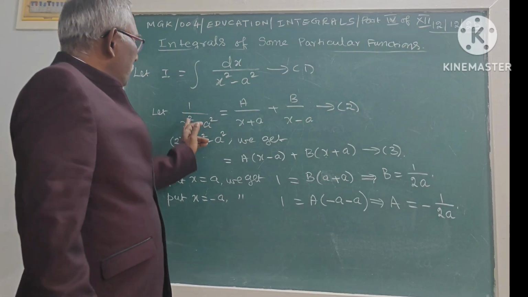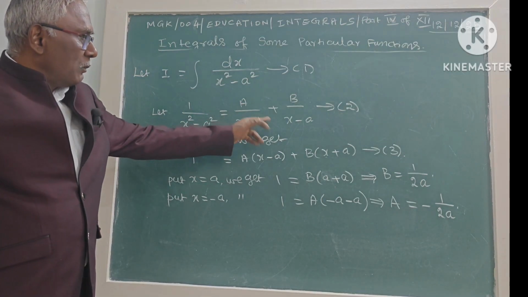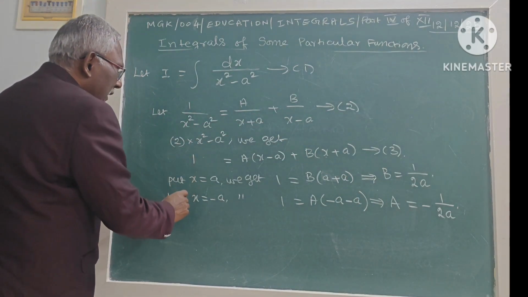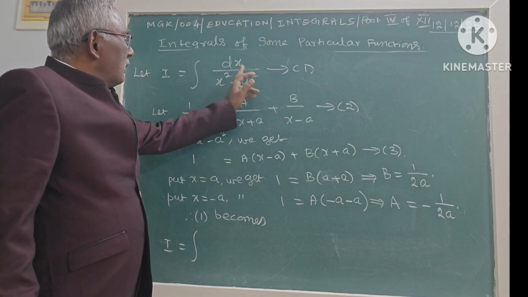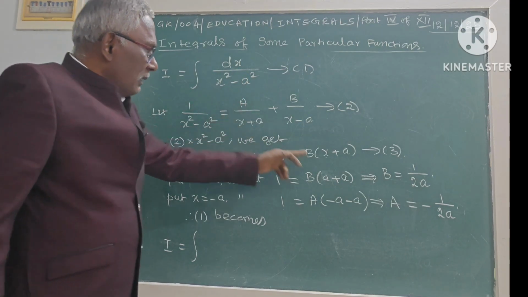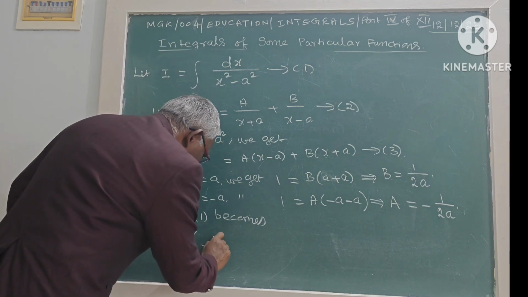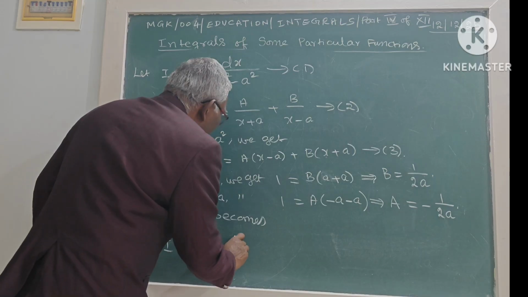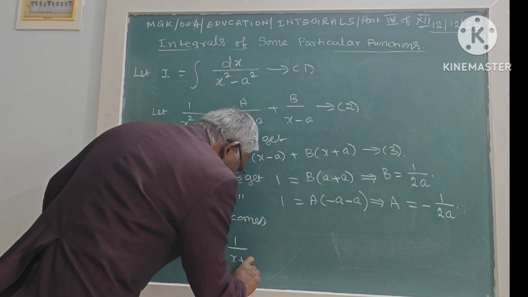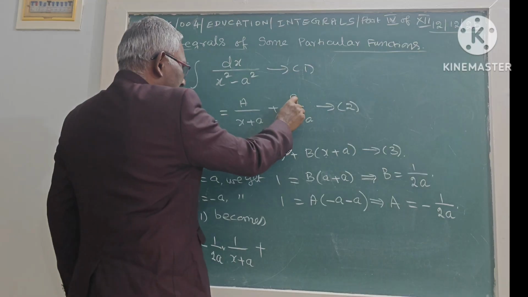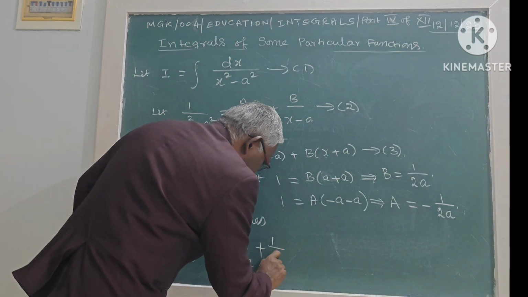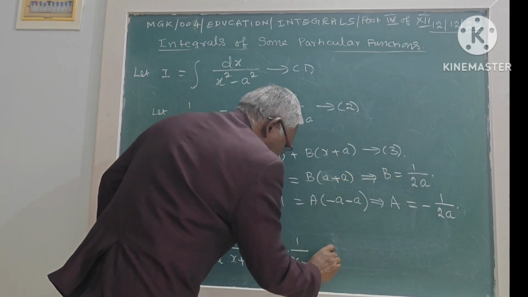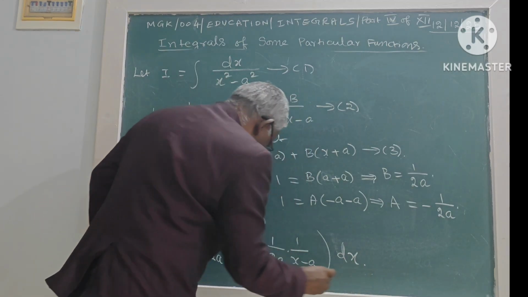So now 1 by x square minus a square is nothing but, for a we can put minus 1 by 2a, for b we can put 1 by 2a. Therefore 1 becomes minus 1 by 2a into 1 by x plus a plus 1 by 2a into 1 by x minus a dx.